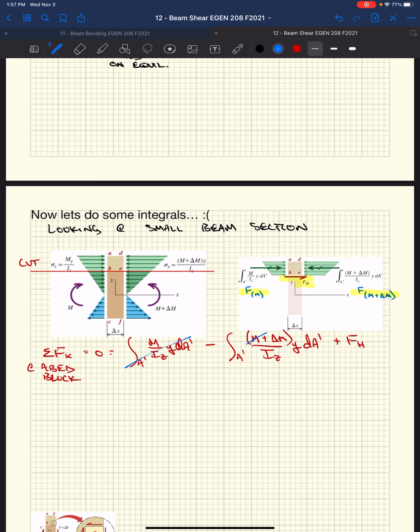Fortunate for us, got a couple things that cancel out. We essentially have the same force on both sides because on the right hand side we've got our original moment plus some delta. So that original moment force cancels on both sides, and it's really the delta, the change in moment, or the force associated with the change in moment, that gives us our horizontal force. So now we can say, from that, F sub H equals the integral over the area A of delta M over I_Z y dA.